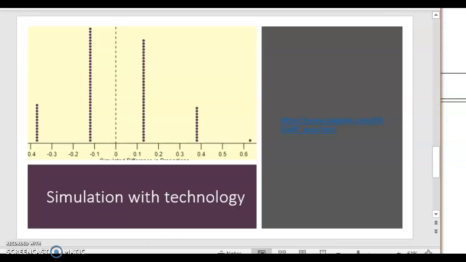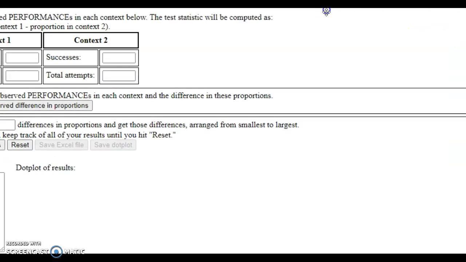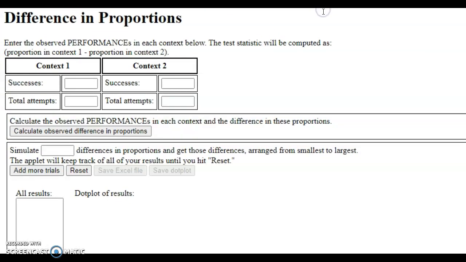So we can also get this simulated dot plot from an actual site. You're going to have to be able to do this for your investigation. So it looks like this when you pull it up. It's a difference in proportions. This would be your number of wins at home in context 1. If you're saying you have a greater ability to win at home than away, then we're doing home as context 1, away would be context 2. So you plug in your information here.